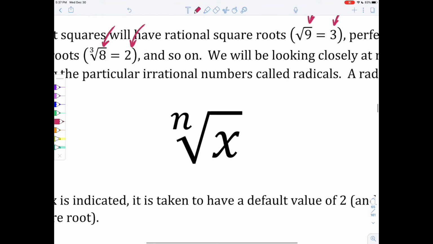So the first part here, this little n value, that's called the index. Most often when we see these, the index is usually going to be a 2 because square roots are most common. But the index can be things like 3 or 4 or 5 or 6. They won't be a decimal and they won't be 1. So that index is going to be a whole number that is 2 or larger. This symbol here, that's the radical sign.